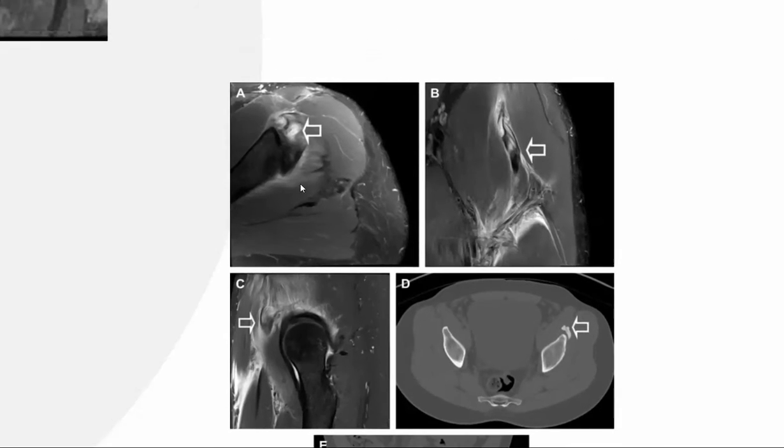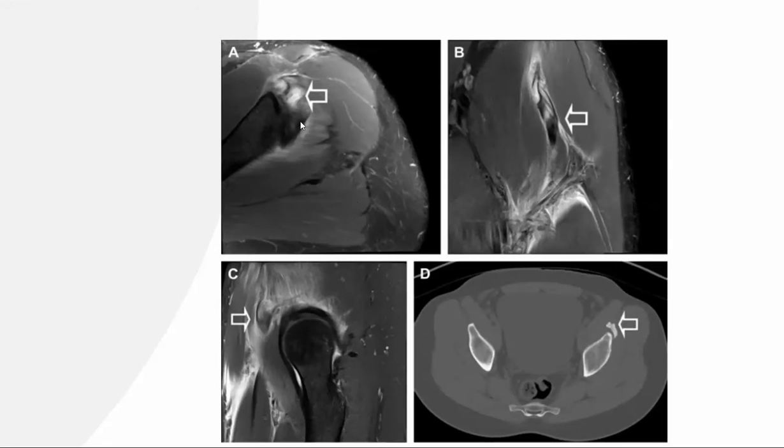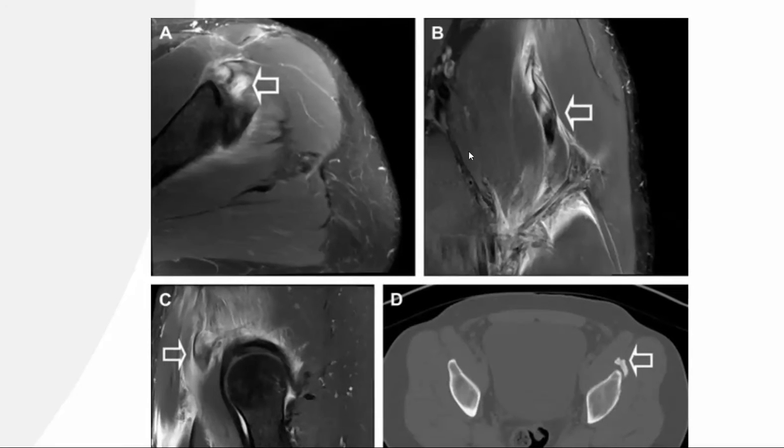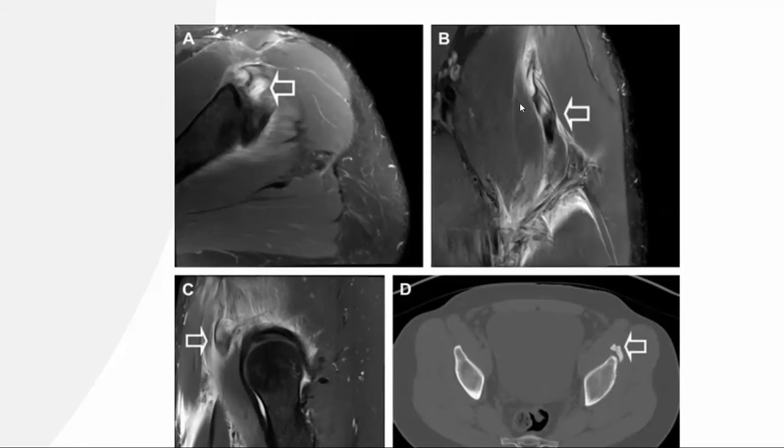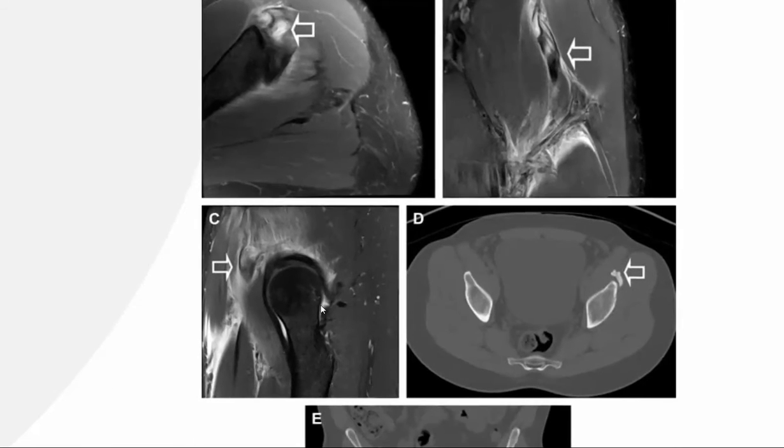Here we have an axial image, so again fat suppressed, fluid sensitive, and you can see lots of edema around the apophysis at the origin of the rectus femoris. Here we are again. This is a coronal image. This is the edema around the apophysis. This is actually retracted. It's been avulsed, so you can see it's been pulled back.